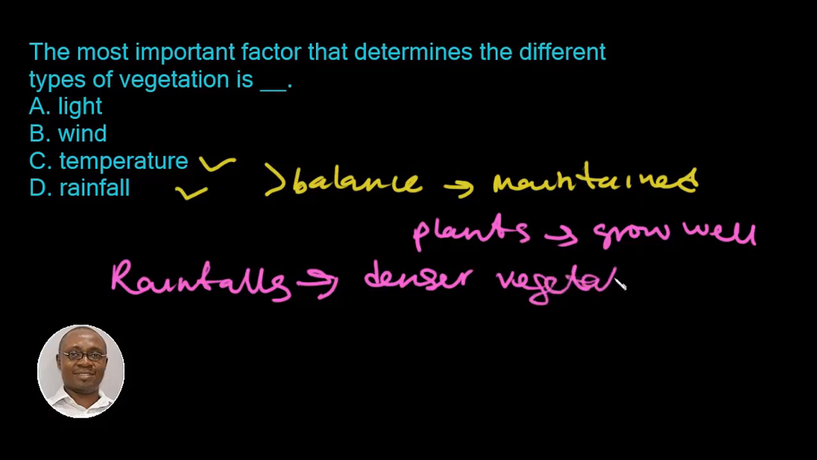vegetation. Okay, good. So the answer, option D, rainfall, is the right answer, and it is the most important factor that determines the different types of vegetation.